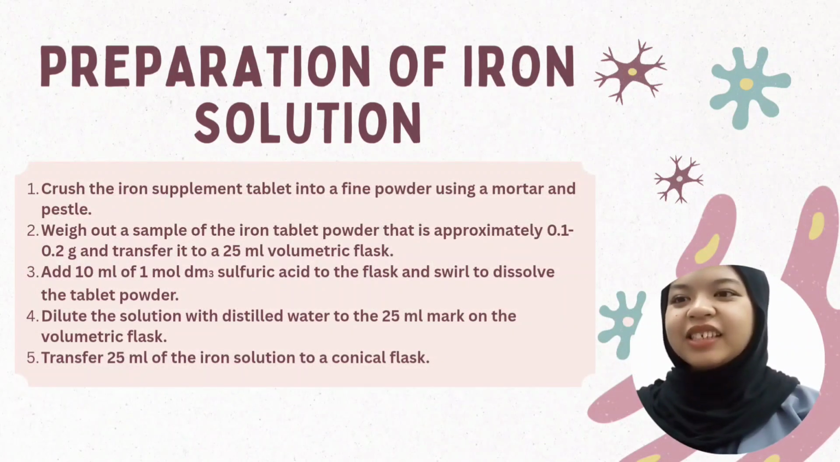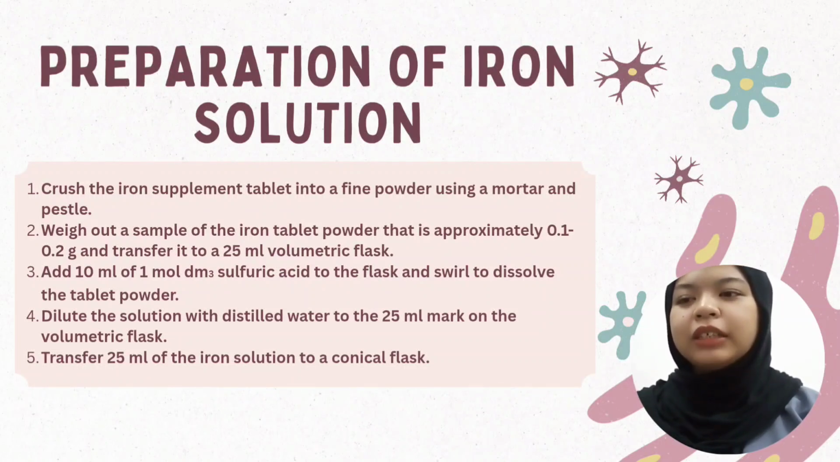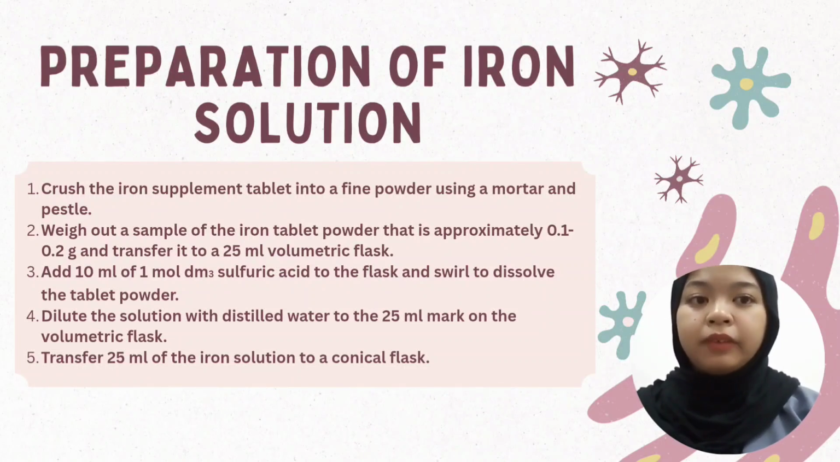Next, preparation of iron solution. First, crush the iron supplement tablet into a fine powder using a mortar and pestle. Secondly, weigh out a sample of the iron tablet powder that is approximately 0.1 or 0.2 gram and transfer it to a 25 ml volumetric flask.